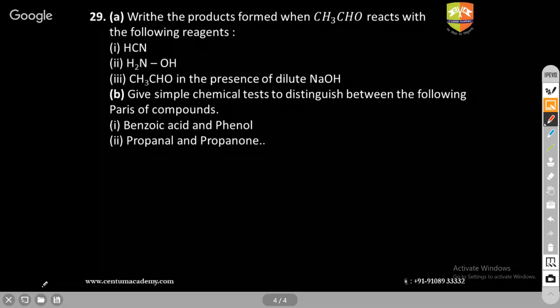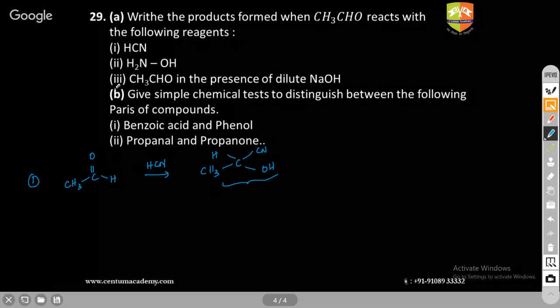What is the product in the first reaction? It is getting cyanohydrin. Hydrazone, second one. The first reaction is very common. We have done this many times. CH3CHO, C double bond O, when it reacts with HCN, H plus and CN minus, the OH will form and CN will come over here. So the product here will be CH3CH(CN)OH. This is the cyanohydrin product we have.